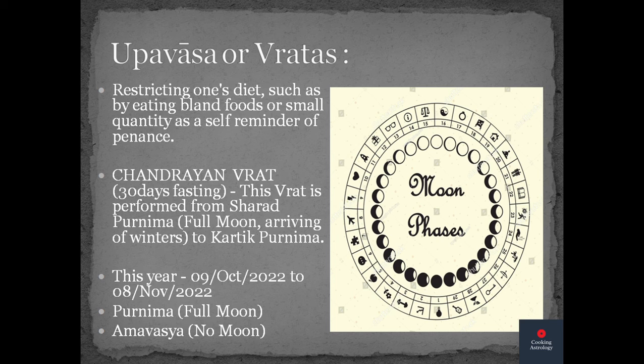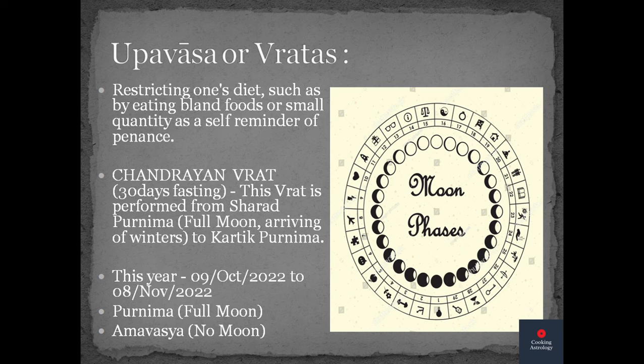And on Amavasya, when there is no moon, you have to eat the 15th portion of the food. After that, you have to reduce the quantity. Then 14, 13, 12, 11, 10 and again go back to the 1. So that is a complete Vrata.